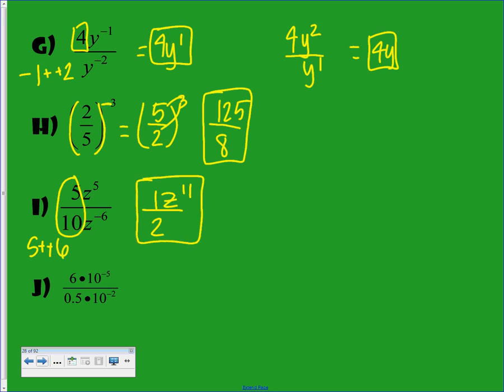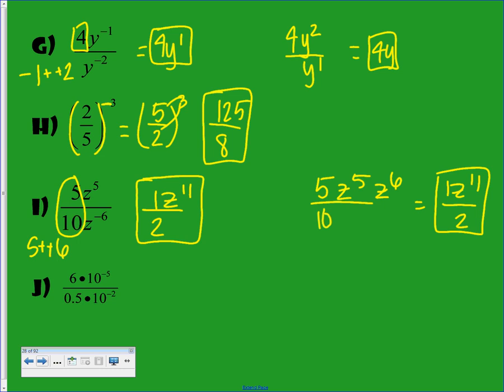If you don't like that way and you want to move, again, you would keep your 5, you would keep your z to the 5th, you would keep your 10, but then you would move your z to the 6th to the top, which would give you z to the 11th over 2, which would give you the exact same answer. Okay, so if you want to, you can do it 2 different ways. I just like to subtract. I think it saves you a step.